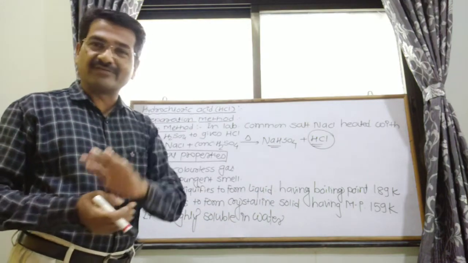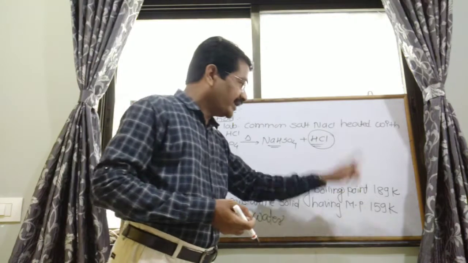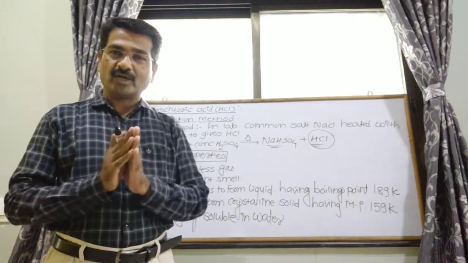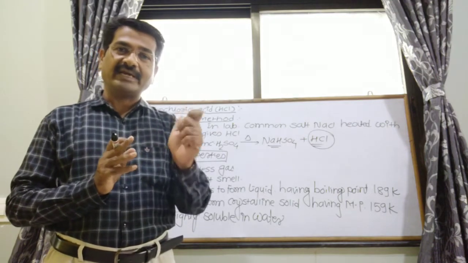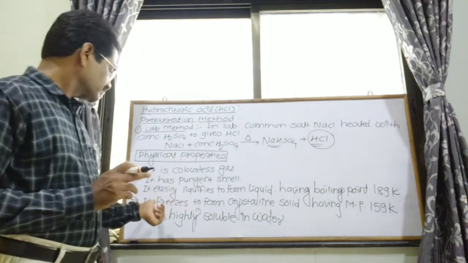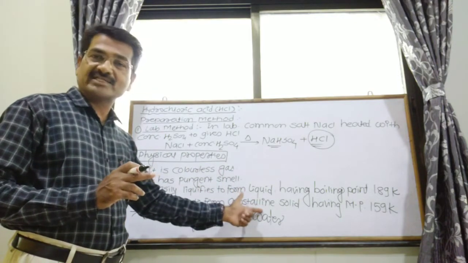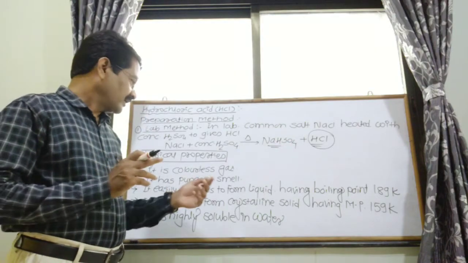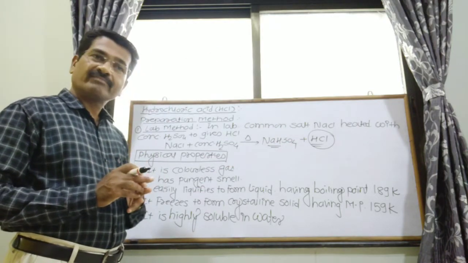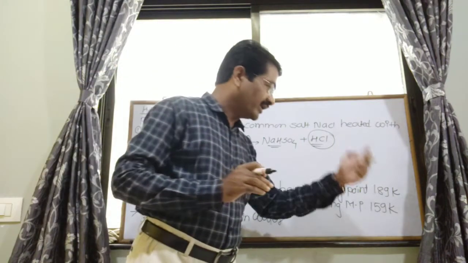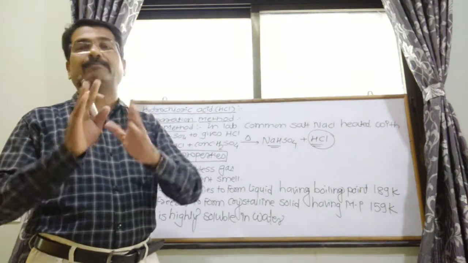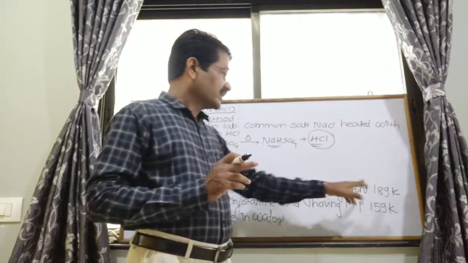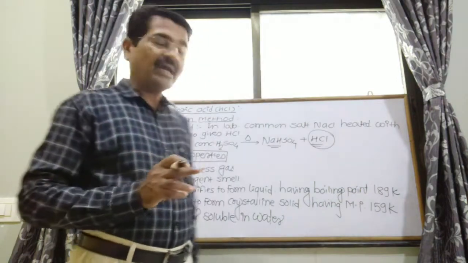Whenever it is converted into liquid, at that time it has a boiling point. 189 Kelvin is the boiling point of hydrochloric acid. It freezes to form crystalline solids. This indicates that the liquid is converted into a solid, then a crystalline solid is formed. That crystalline solid has a melting point of 159 Kelvin, and in both liquid and crystal forms, the boiling point and melting point can be understood.